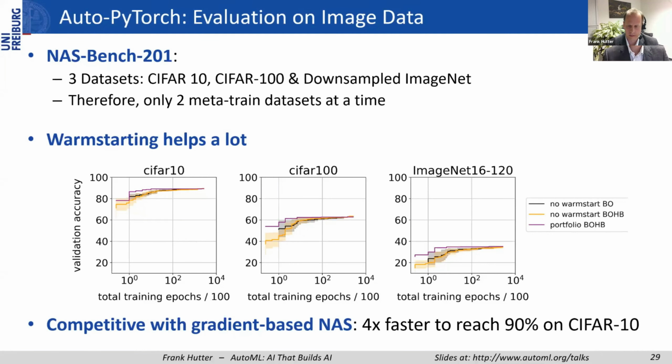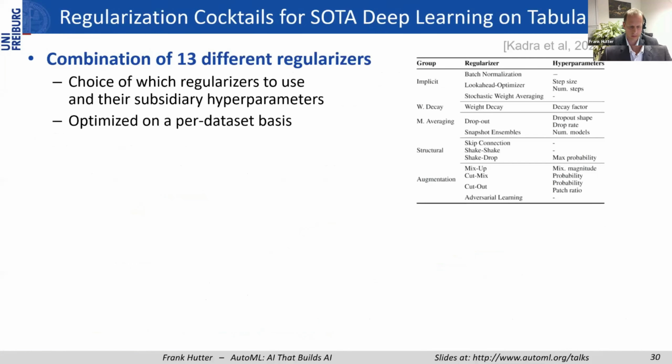Now, the last thing I would like to say for joint NAS and HPO is that we also looked at expanding the hyperparameter optimization space to look at a lot of different regularizers. So 13 different regularization methods are listed over here. And we had as hyperparameters the choice of which regularizers to actually use, and then their subsidiary hyperparameters. And we used a fixed architecture for this. And surprisingly, this led to a new state-of-the-art model for tabular data.